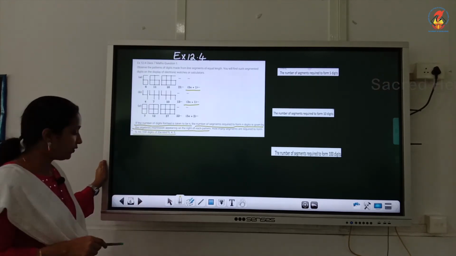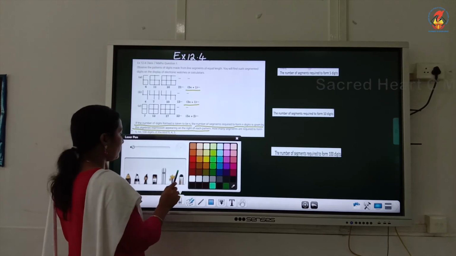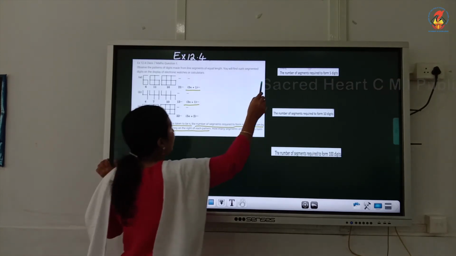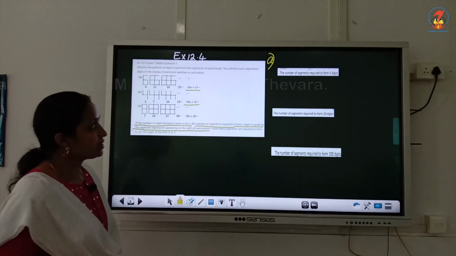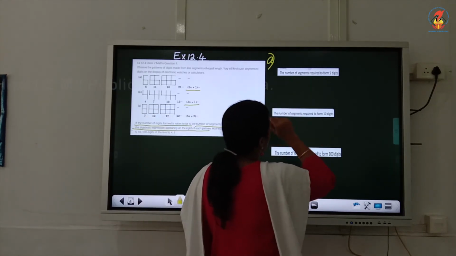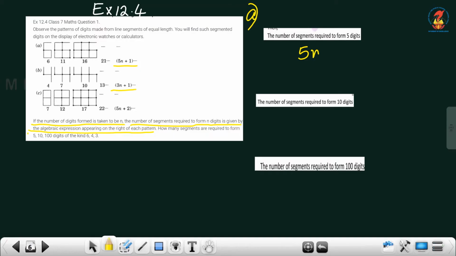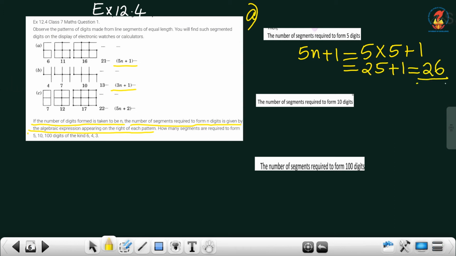So first we will find out the answer for A question. So what is the formula? We know that for n digits of this kind, 5n plus 1 line segments are required. So what is the question? Number of segments required to form 5 digits. Our formula is 5n plus 1. So instead of n you put the value 5. 5 into 5 plus 1. So what is the answer? 25 plus 1 is equal to 26. So what is the meaning?